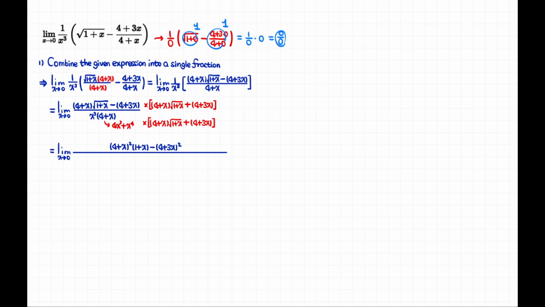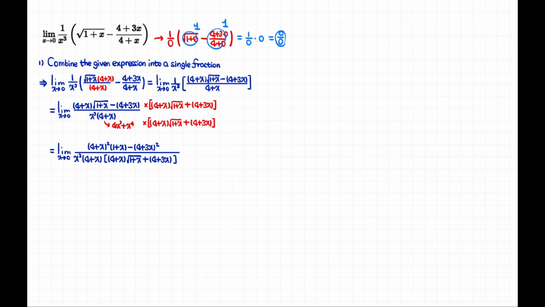Which means x cubed times 4 plus x, and then I'm gonna multiply the whole thing by the conjugate, right? Which is 4 plus x square root of 1 plus x plus 4 plus 3x, right? Looking neat and nice like this.